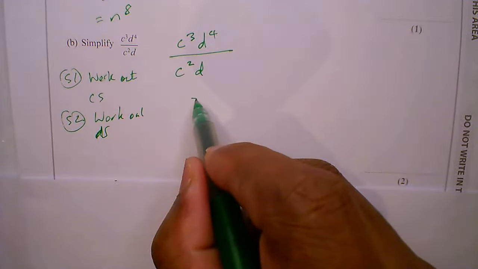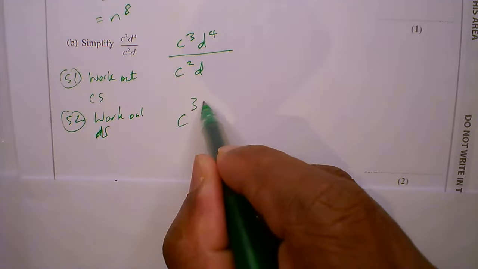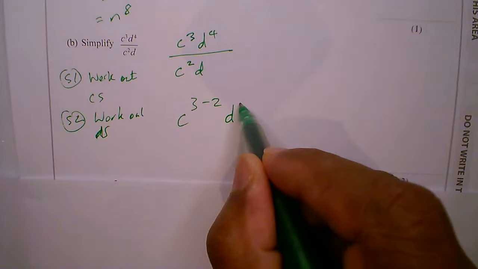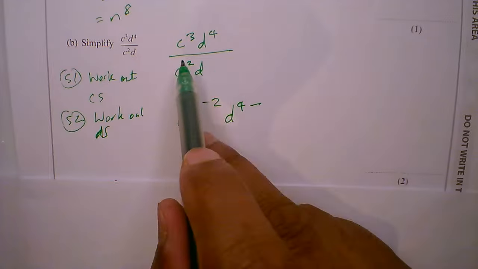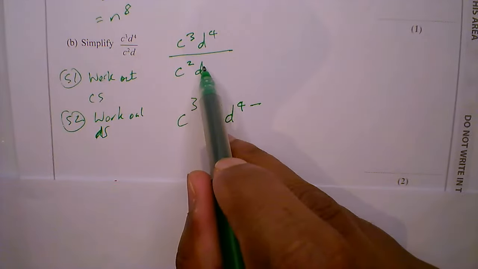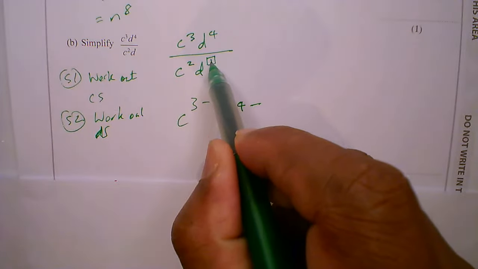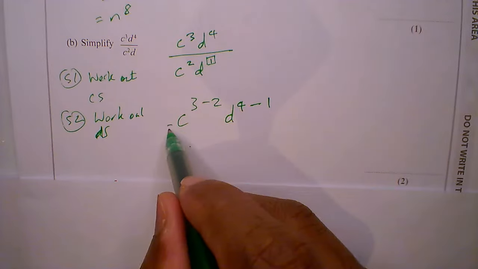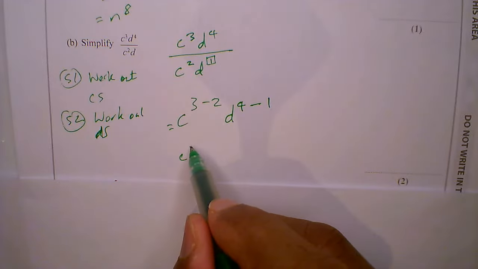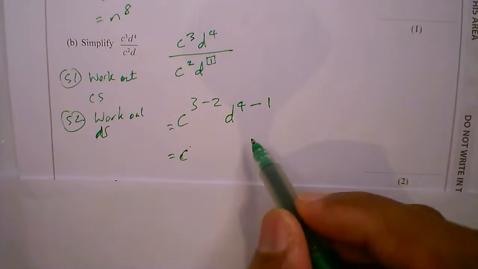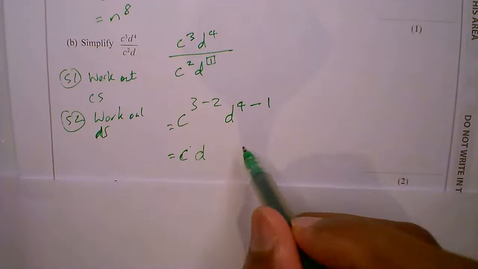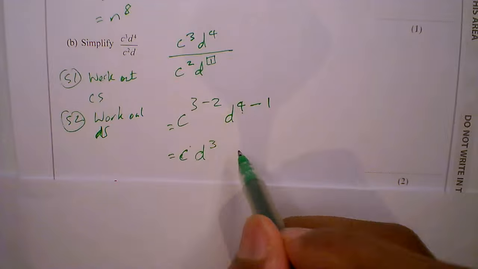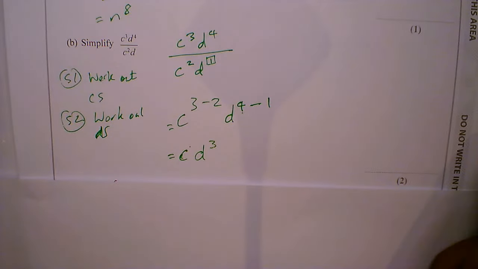So I've got c to the power 3 take away 2, d to the power 4 take away. When we're dividing, we're taking away, and if it's by itself, it's got a power of 1. So we've got 3 take away 2 is 1, so c by itself, and then d 4 take away 1 gives me 3, so c d cubed.